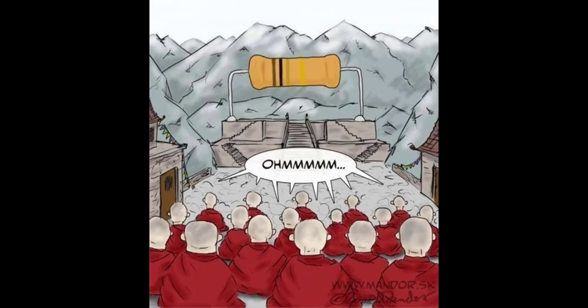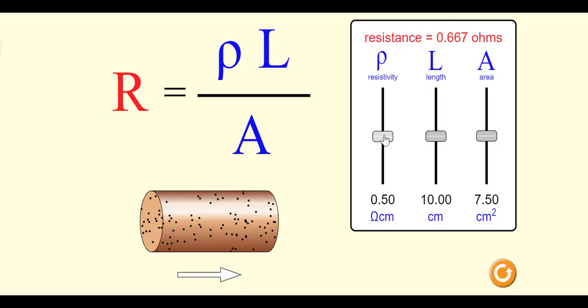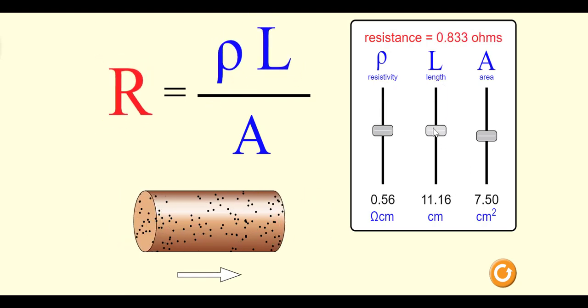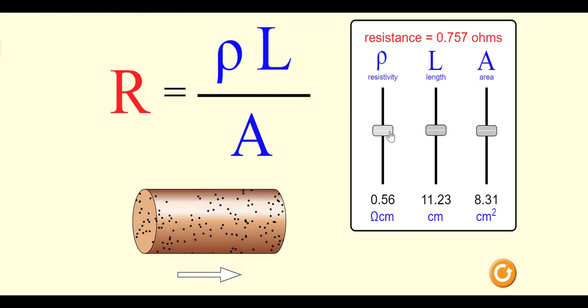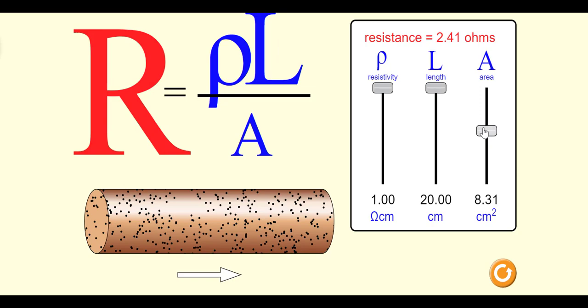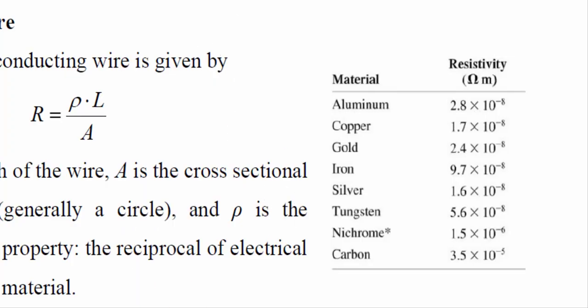As with capacitors, we present two equations. The first equation is based on the geometry of a wire and is based on the property of resistivity. Of particular note with this equation is that as the resistivity and/or the length of the wire increases, the resistance also increases. Decreasing the area also increases the wire's resistance. A table is provided in your notes for reference of common materials.